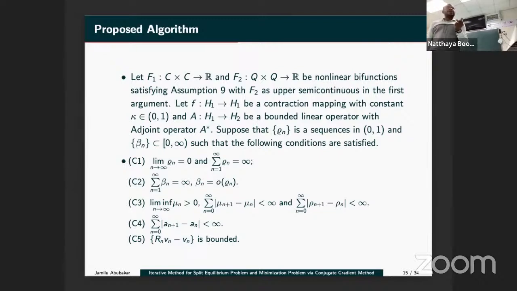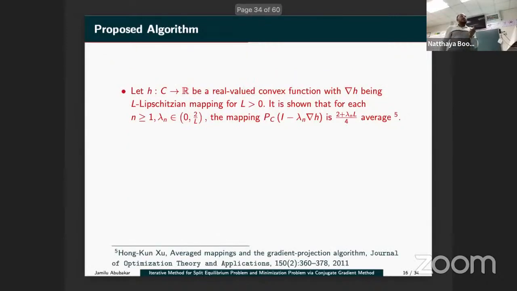And this is the bounded linear operator, where this is the contractive parameter here. And this is the adjoint of our bounded linear operator, and we have the sequences satisfying these assumptions. These are normal assumptions that we always come across. For instance, for rho_n, if we take 1 over n plus 1, this assumption can be satisfied easily. And also further, for the minimization function here, we assume that we have h as a real valued function where the gradient is L-Lipschitzian, you can see. And it has been shown that this mapping is averaged.